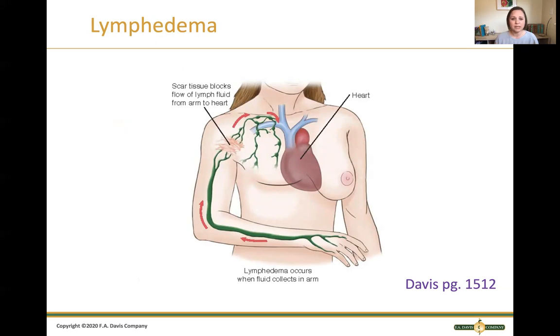You can see the swelling in the arm. It's because that scar tissue blocks the flow of lymph fluid back to the heart. You want to make sure in breast cancer survivors that we're not doing any blood pressure checks on that arm because we don't want to mess with the return of lymph fluid back to the heart.